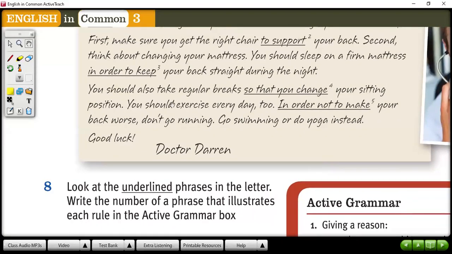And you should also take regular breaks. That is the purpose. Why should I take regular breaks? So that you change your sitting position. I will explain this more in a moment.